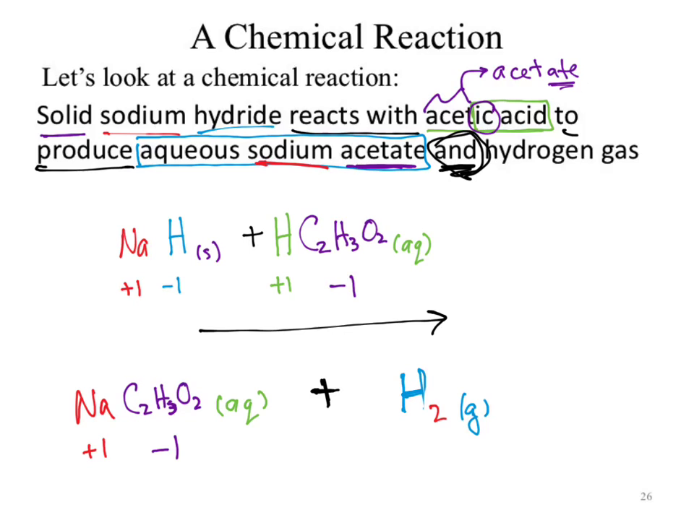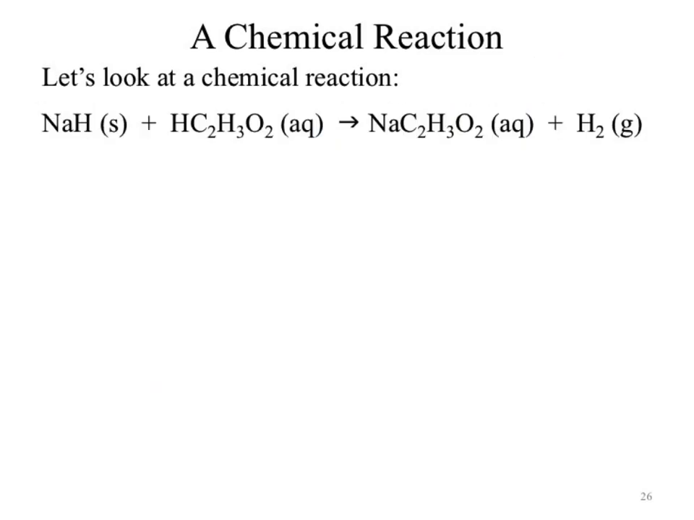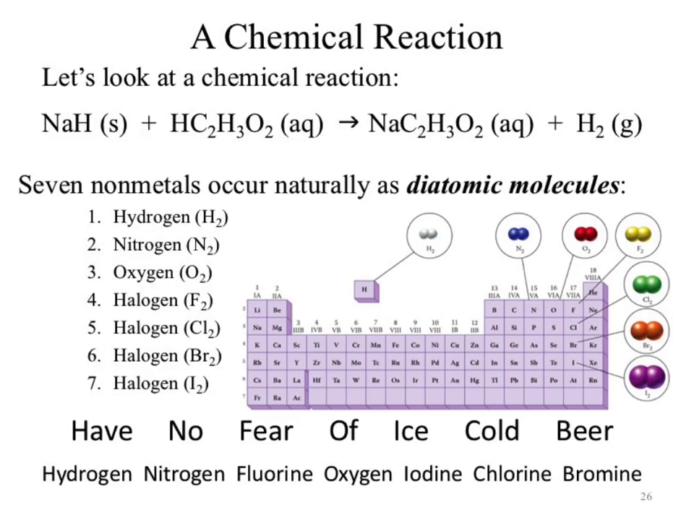You are responsible for knowing that. Hydrogen is one of them. So more stuff for you to go through and memorize. There are 7 diatomic elements: hydrogen, nitrogen, oxygen, fluorine, then our halogens, chlorine, bromine, iodine. You're responsible for knowing those 7.